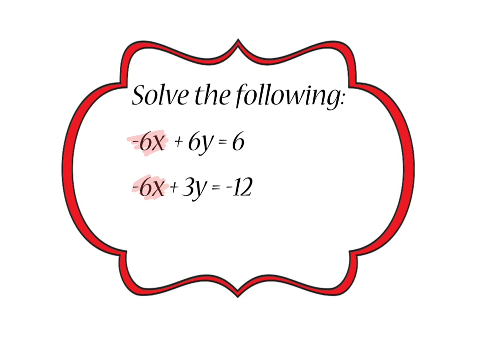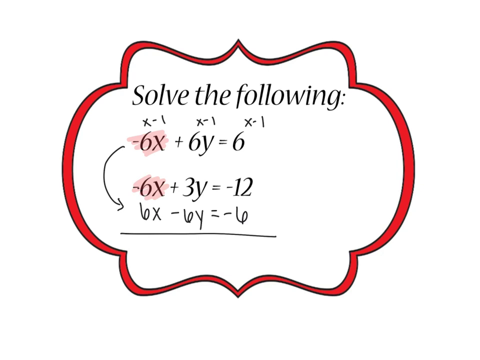For this problem, I have -6x and a -6x. So again, if I were to multiply the top equation all by -1, I would get 6x minus 6y equals -6. And now I have a -6 and a +6, so when I add, those will cancel. I have 3y plus -6y, so that's -3y. -12 plus -6 is -18. If I divide both sides by -3, y equals 6.